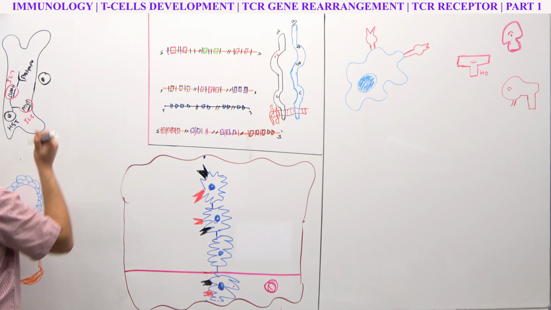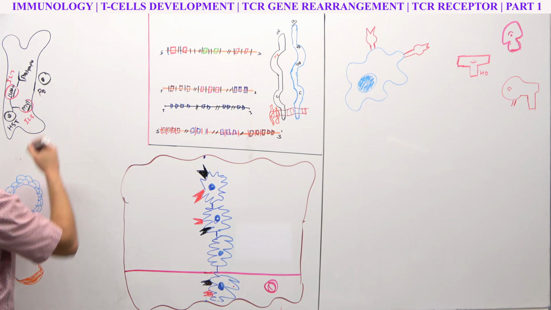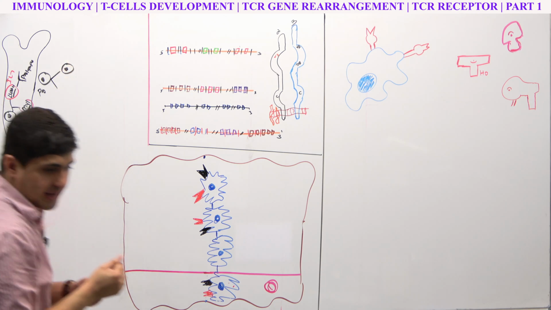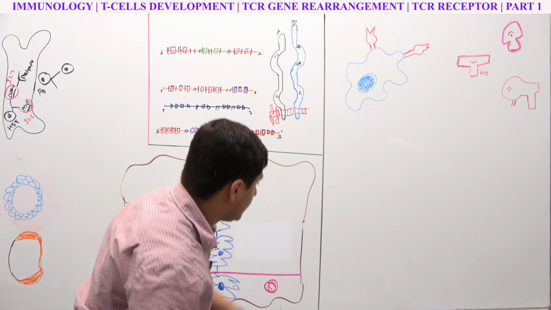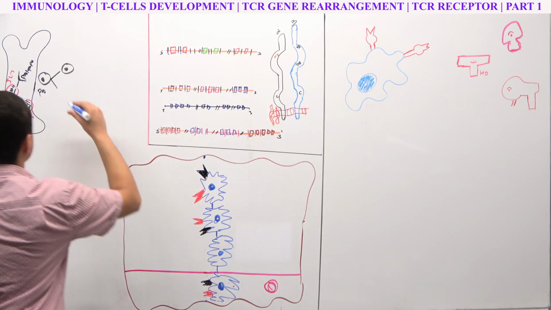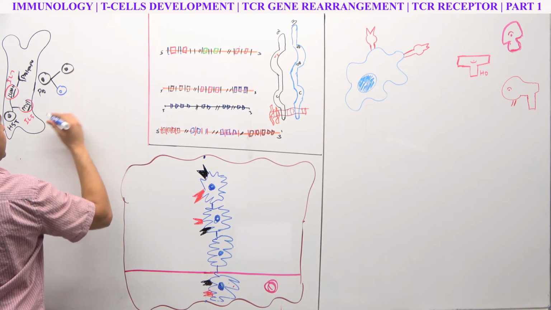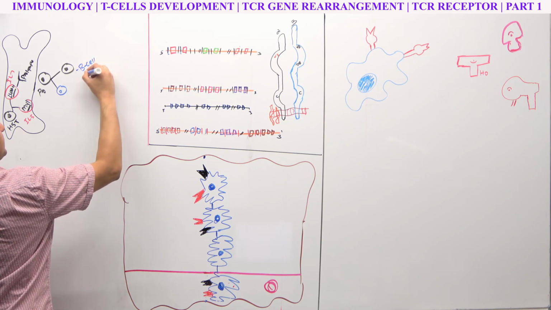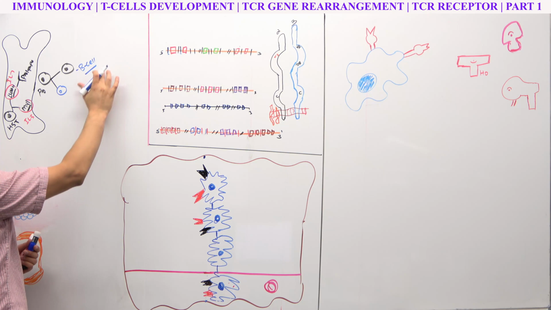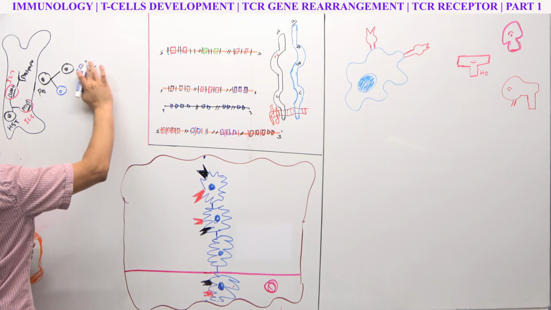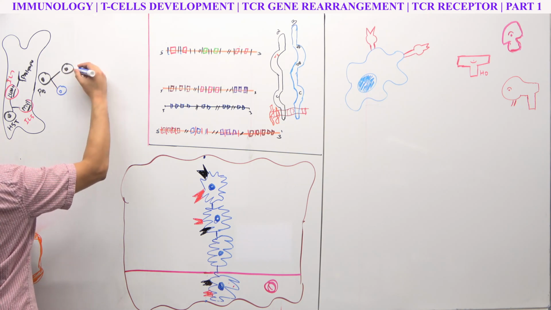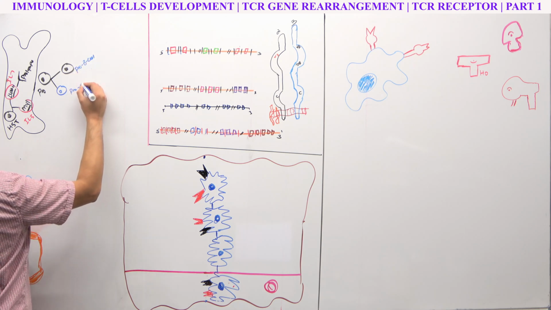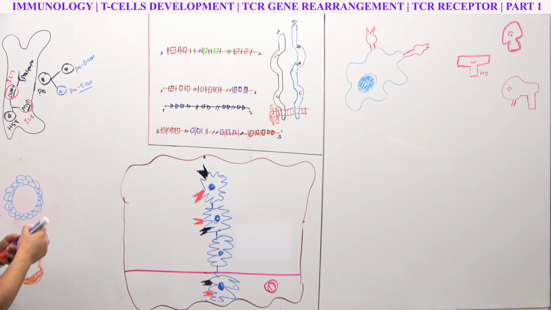These prolymphocytes will divide into two parts. Either they make these cells right here, which we can simply say are B cells, or they make another type of cell. If you want to be very correct, these are called pro B cells, and these are called pro T cells. This is what is happening now.